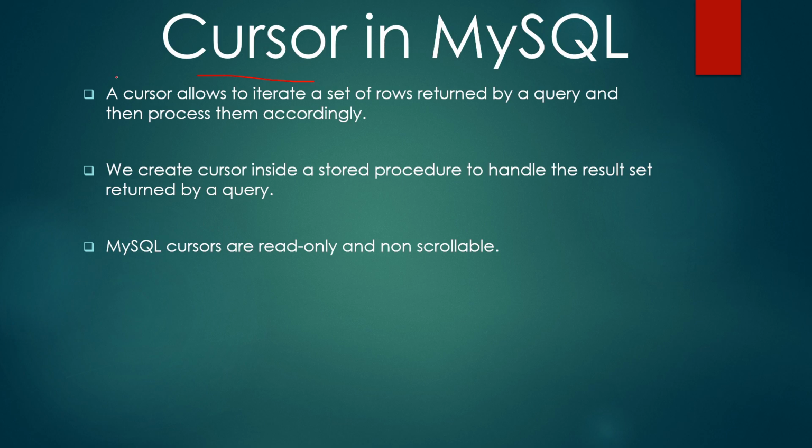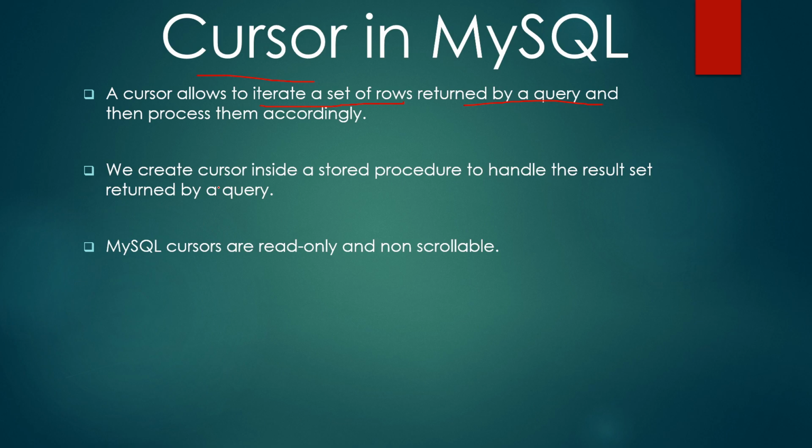So let's understand. A cursor allows to iterate a set of rows returned by a query and then process them accordingly. So what it says is whenever we get a result set, let's say whenever I fire any query, I get a result set, but only in case of select query. Okay, if I'm trying to fetch something from the database, we make use of select statement. So whenever a select statement is executed, it returns us a result set. Okay, that result set is nothing but our output.